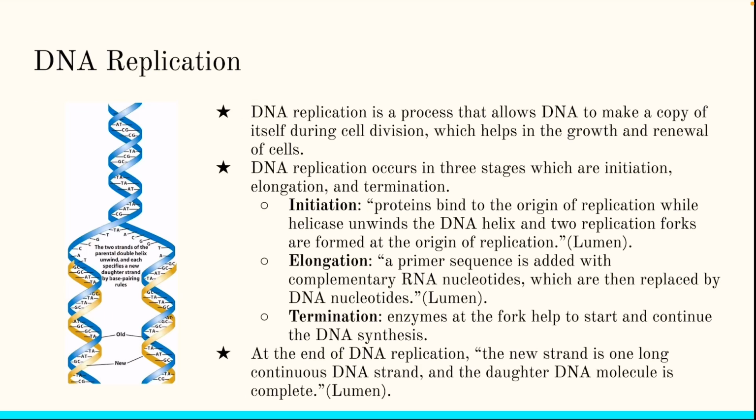During elongation, a primer sequence is added with complementary RNA nucleotides, which is then replaced by DNA nucleotides. During termination, enzymes at the fork help to start and continue the DNA synthesis. At the end of DNA replication, the new strand is one long continuous DNA strand, and the daughter DNA molecule is complete.